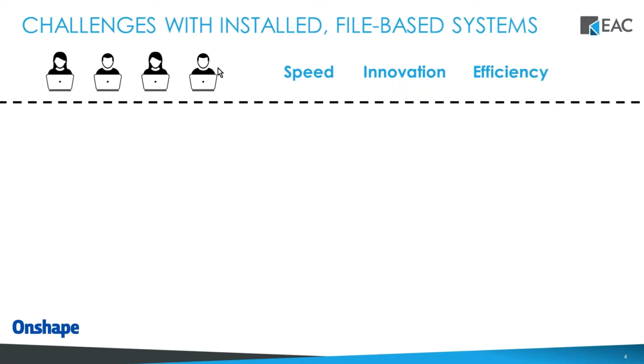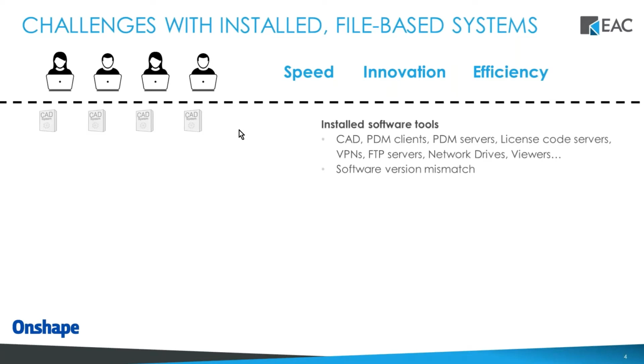But as a designer and engineer, you want to be able to do things quickly. You want to be able to innovate. You want to be efficient in what you do. Everything that we're going to put below this line are things that keep people from obtaining those three goals. And the first thing you'll say is, well, this is the way things are. But it doesn't have to be that way.